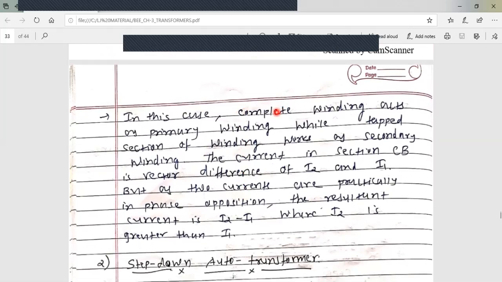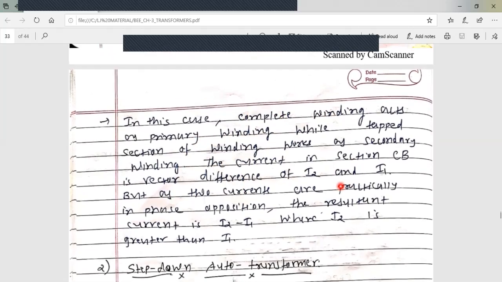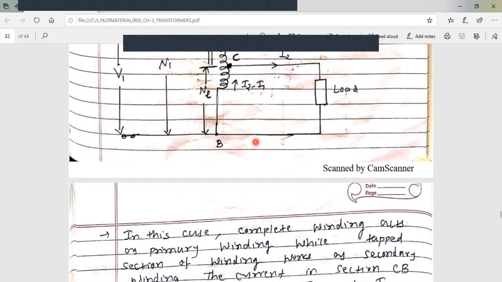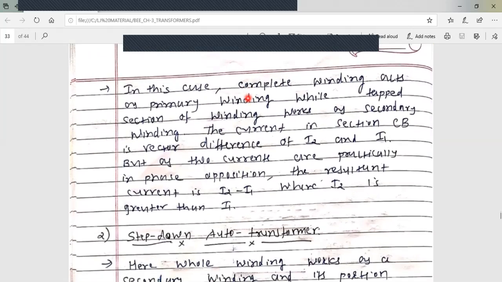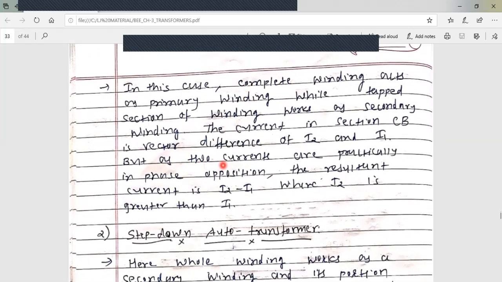In a step down transformer, the whole winding acts as the primary winding, while the tapped section of the winding works as the secondary winding. It means that the current in section CB is the vector difference of I2 and I1. That's why the current entering here is I2 minus I1. So the two currents are practically in phase opposition, and the resultant current is I2 minus I1.